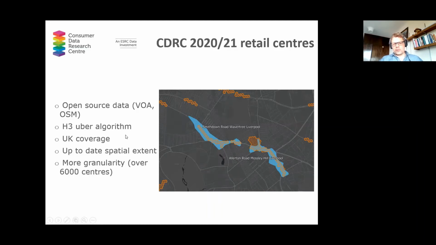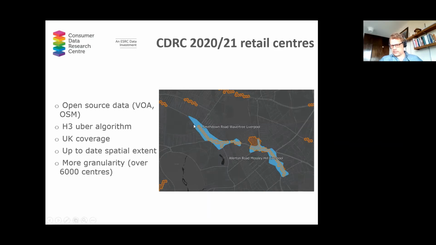This time we also included Northern Ireland, so we have the entire UK coverage, and the extents are much more up to date as well. Previously we applied buffers, so some of the little housing areas very close to retail centers were also unfortunately included. This time we focus only on the actual units.